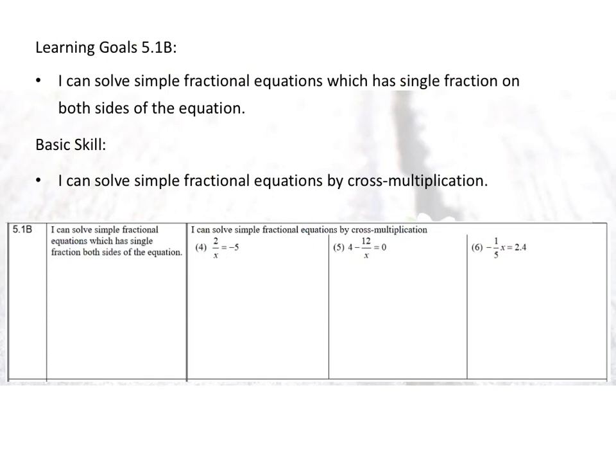We have come to the end of this part of the chapter. In this case, let's recall our objective. Our learning objective is to learn how to solve simple fractional equations which have one single fraction on both sides of the equation. And the skill that I should master is preferably cross multiplication. Now turn back to the front part of the notes. You have your success criteria page where you have the following learning goals for 5.1b. Please take some time to complete the 3 questions down here.